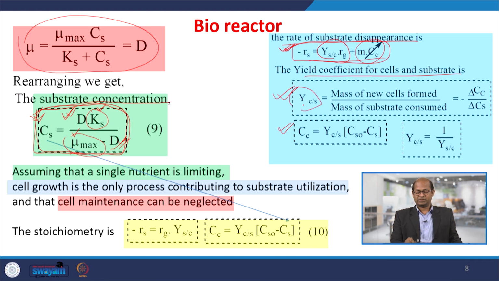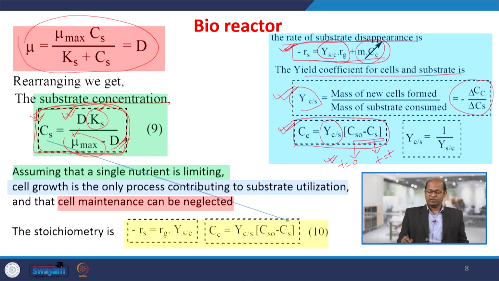So, yield coefficients for substrate and cell we can express this way, and for the cell concentration we know Cc equals the yield coefficient of cell and substrate times the substrate concentration difference, initially and finally at any time: Cs at time T minus the substrate concentration at T equals 0. So, if you know the yield coefficient and the substrate concentration initially and at the end, then we can find out the cell concentration.